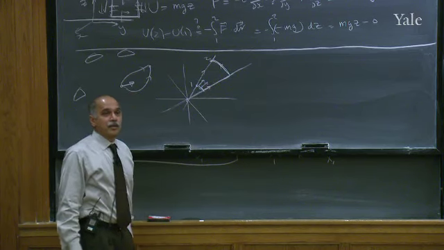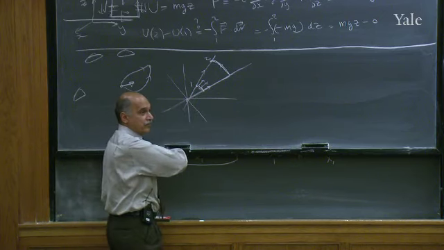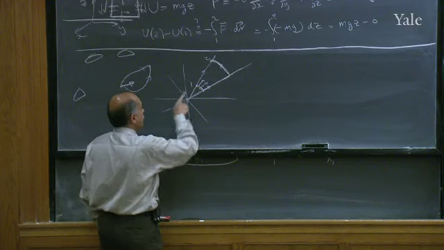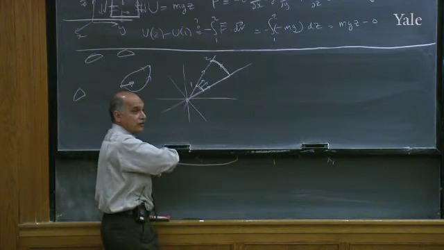It's always perpendicular to the force. The force and the displacement are perpendicular in this section. Because the force is radial, and the displacement by definition is tangential along the circle. So dr is perpendicular to F.